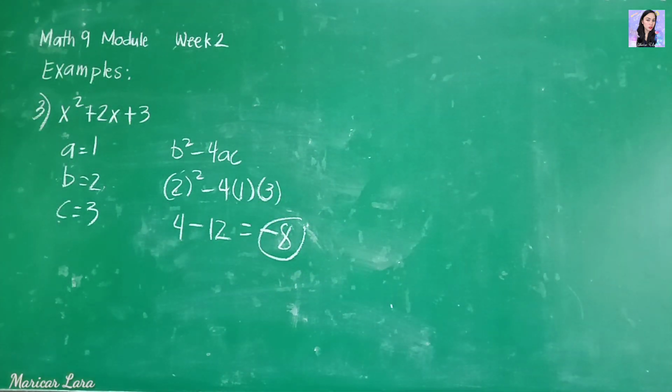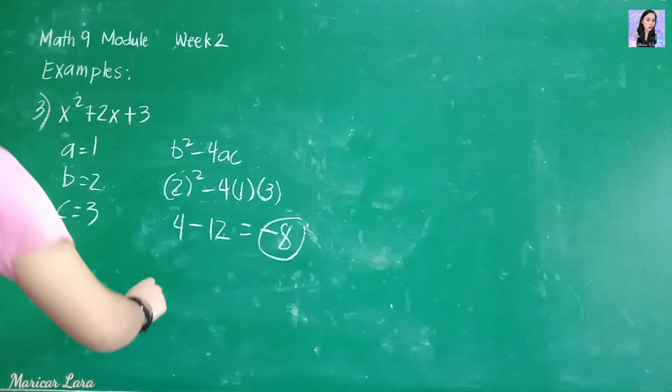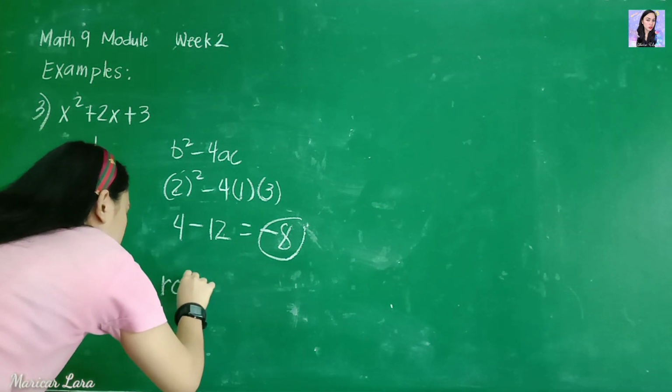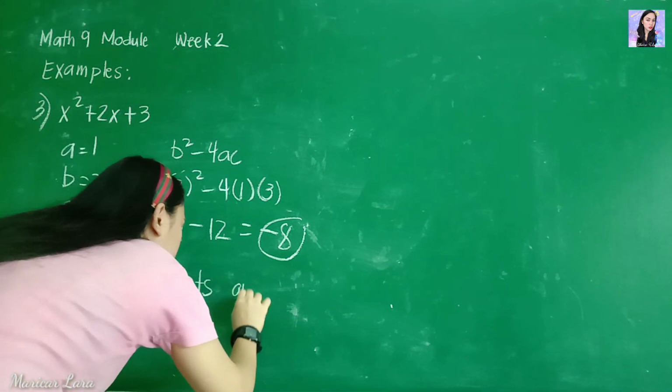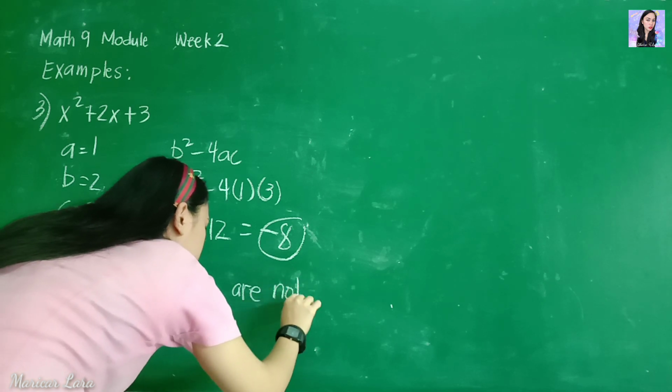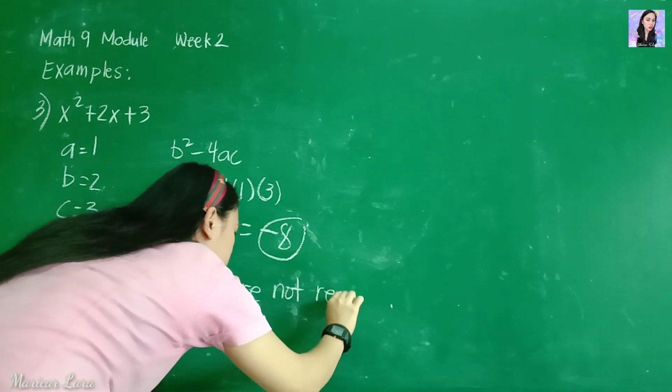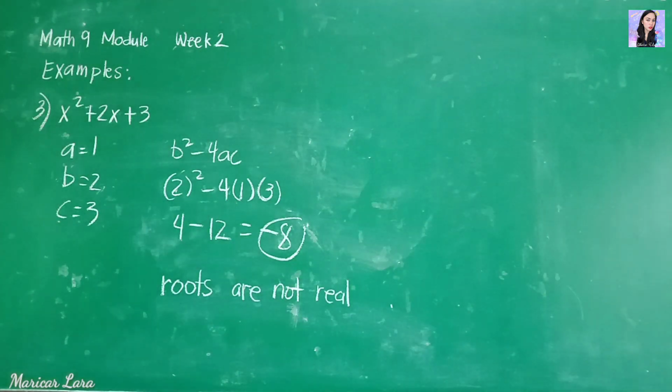So, kapag negative ang sagot natin, therefore, our roots are not real. Okay? Roots are not real. Kasi siya ay less than 0. So, that's all for discriminant. Let's proceed to the sum and product of roots.